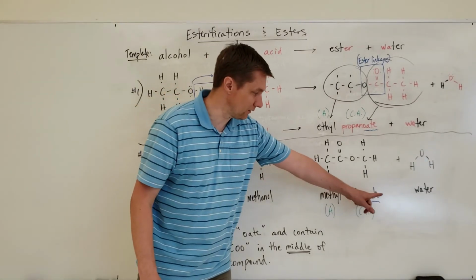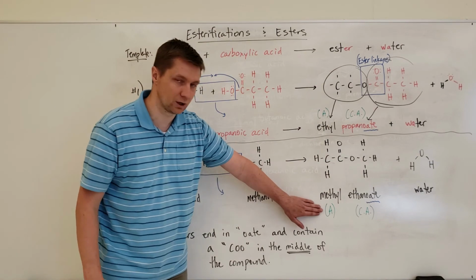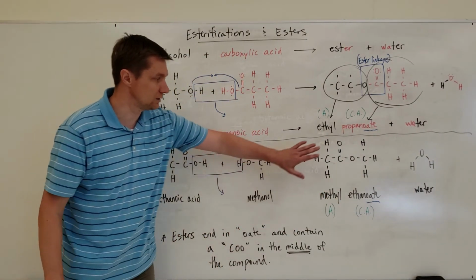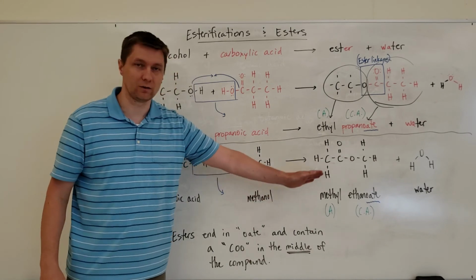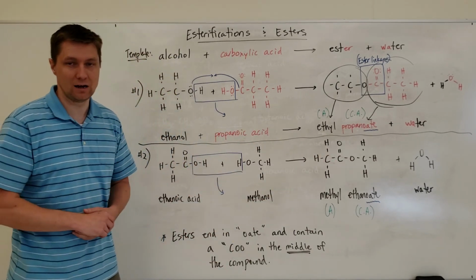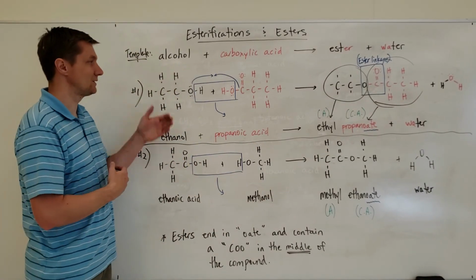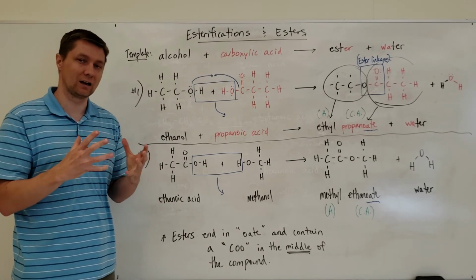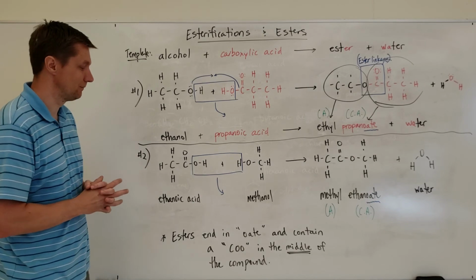And you can see I've written that there as well. This portion comes from the alcohol, this portion comes from the carboxylic acid. This ester is called methyl ethanoate. And that's how I name esters. And that's how I can predict the products of an esterification. So you can see how they kind of go hand in hand together.